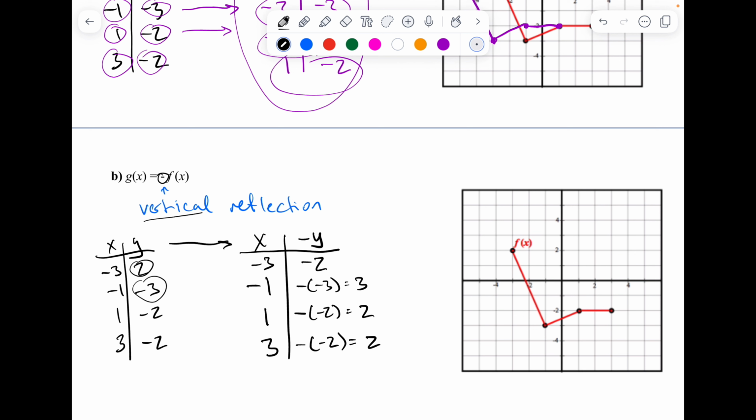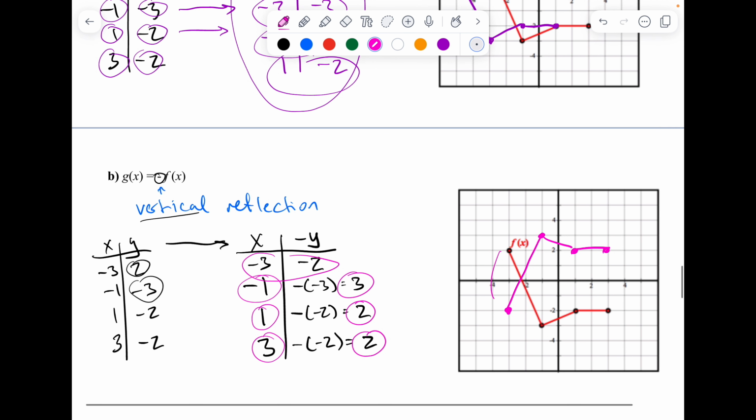So let's plot these points. So negative 3, negative 2, negative 1, 3, 1, 2, and then 3, 2. All right, let's connect them all. And so you see how everything's just been vertically reflected across the x-axis.